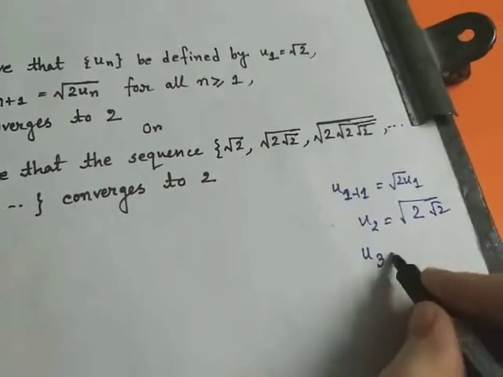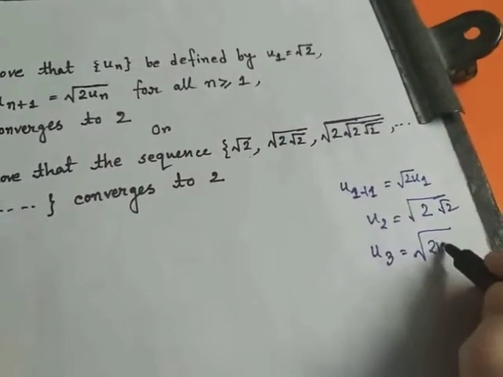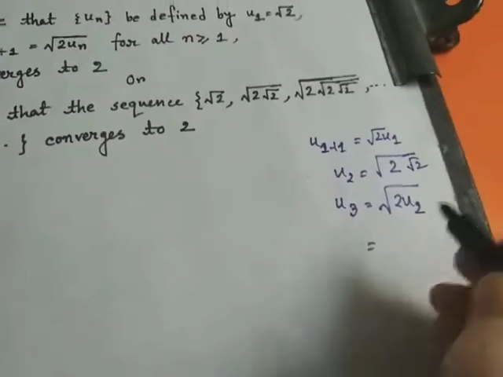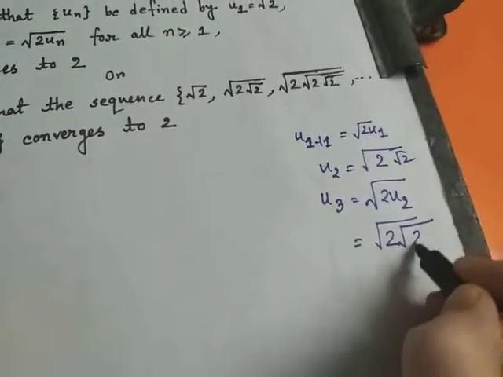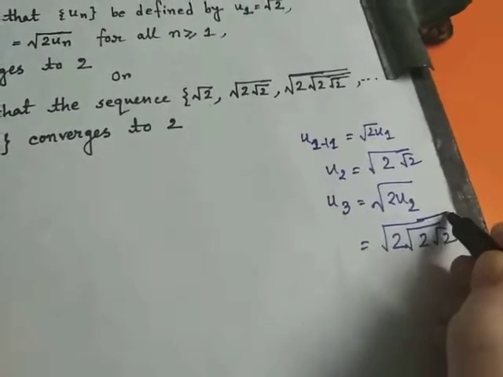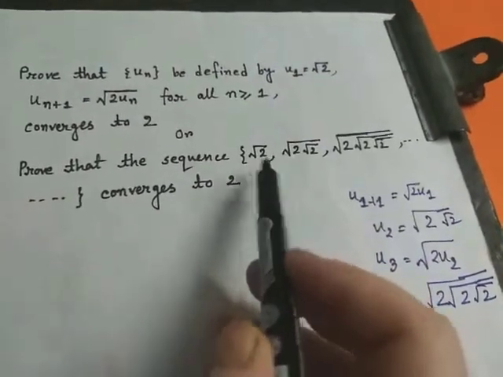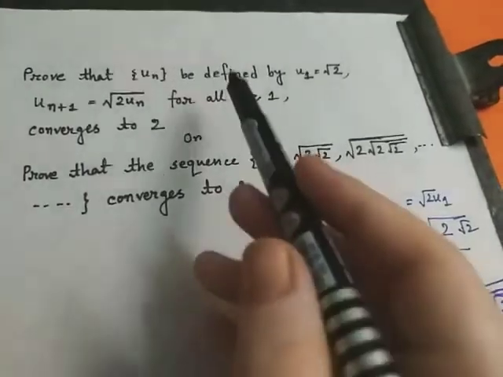Third, u3 equals, again using this, root over 2u2, and u2 means root over 2 into root 2. So we can write this sequence. Same question: prove that the sequence converges to 2.